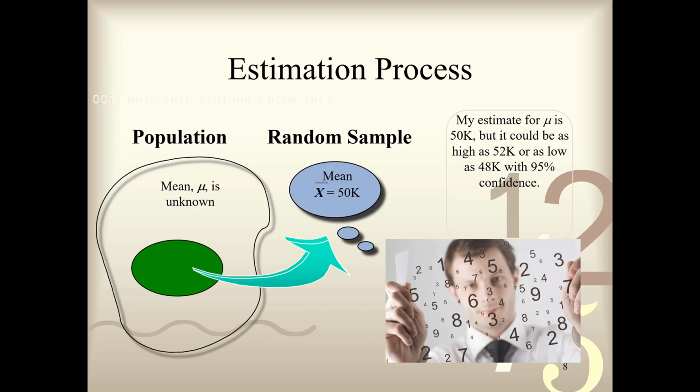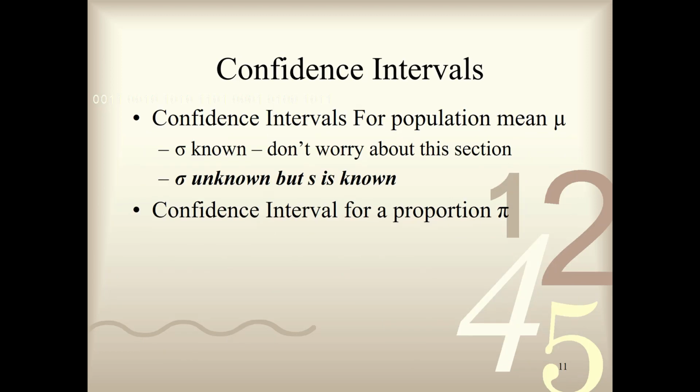48K with 95% confidence. So basically the end result of this problem is I can be 95% confident that the population salary, let's say, average salary, is between 48K and 52K. I took my sample mean 50K and the calculated margin of error was 2K. But again, I'll show you how to do the margin of error.